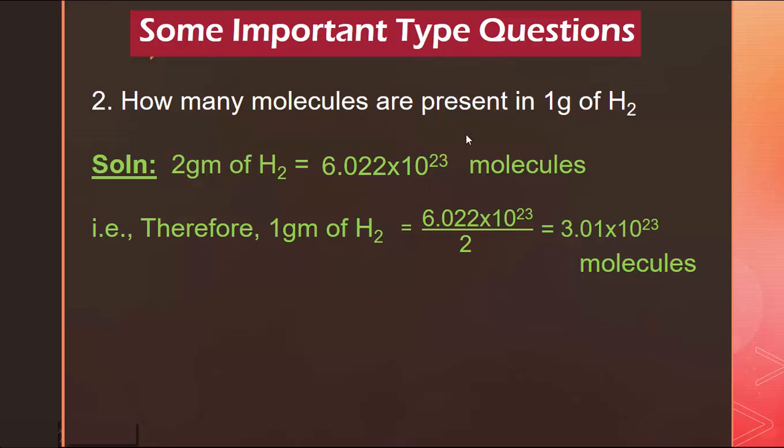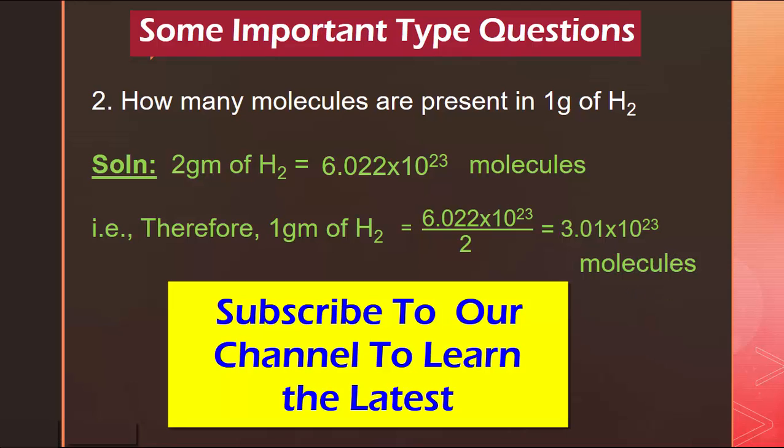Therefore, 1 gram of hydrogen will contain, you just need to divide these two. 6.022 into 10 to the power 23 divided by 2 will give the value as 3.01 into 10 to the power 23 molecules. So keep practicing.